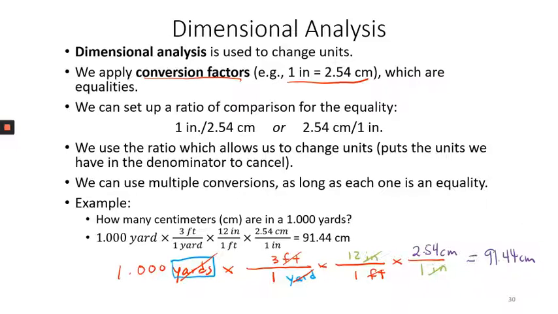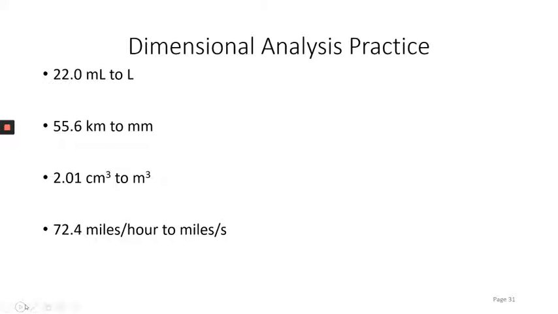The unit I wanted to get rid of went on the bottom. I had a new unit, but that was not the right unit, so it had to go on the bottom. This unit also was not the right unit, so it had to go on the bottom. And they cancel each other out until you finally end up with the unit you were looking for. That is the power of dimensional analysis. So let's try to solve some problems using dimensional analysis.